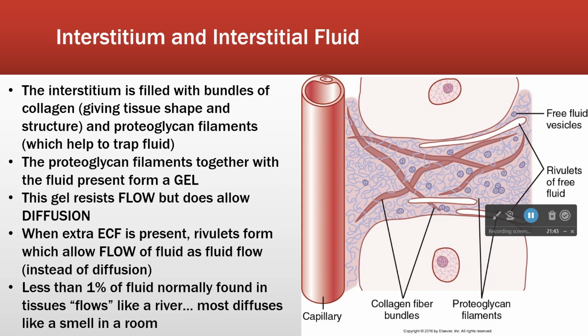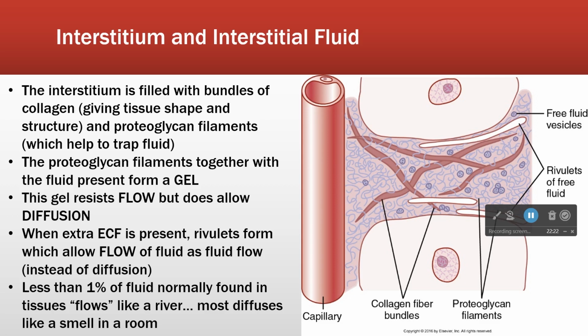So there's this gel, and then the gel does form little pockets of free fluid called rivulets. And as extracellular fluid, interstitial fluid, increases, the rivulets get bigger relative to the whole interstitial gel, right? So the more ECF we have, the more flow of actual fluid we get, in addition to the flow of molecules.